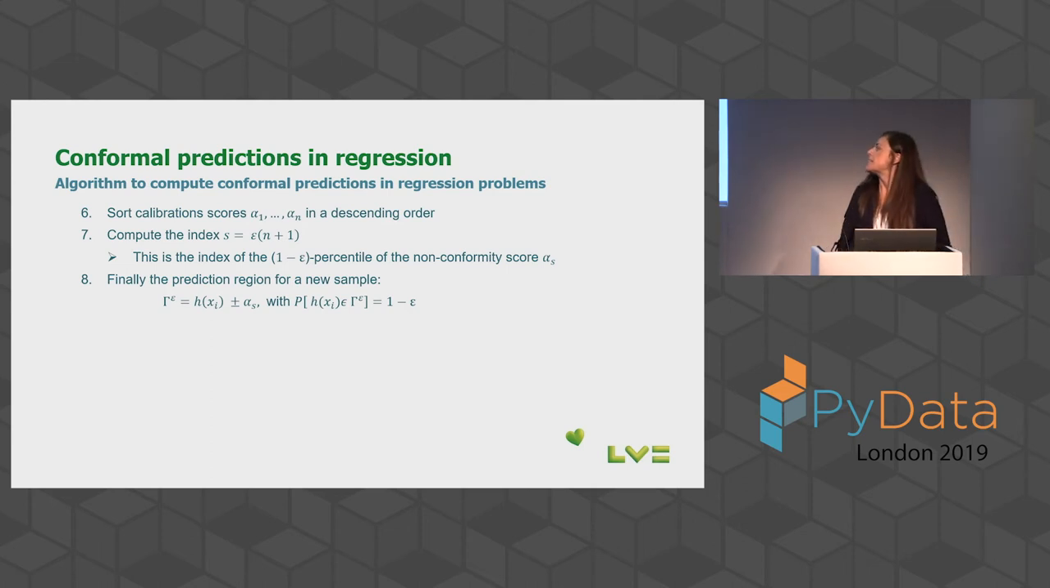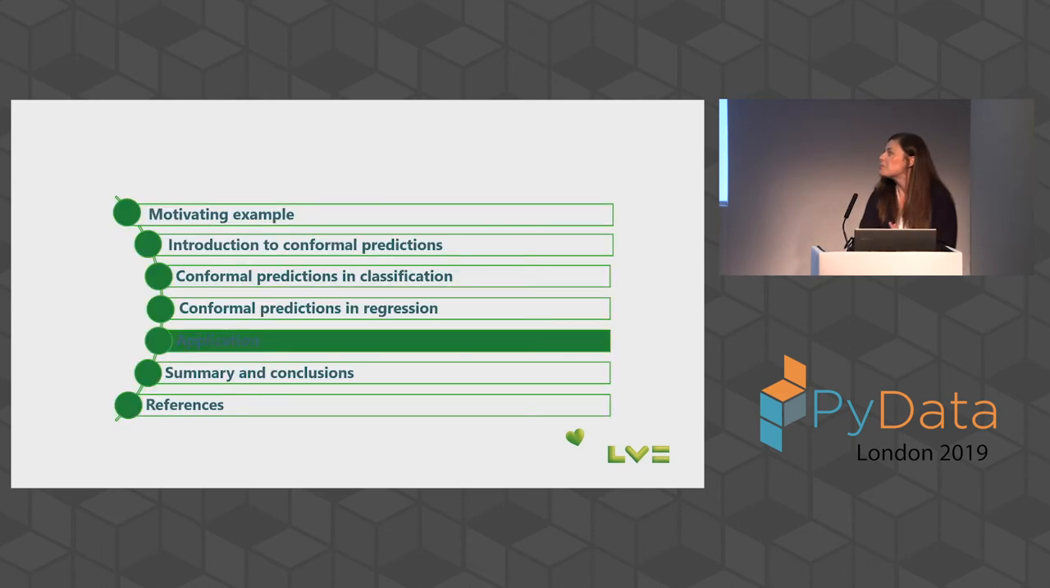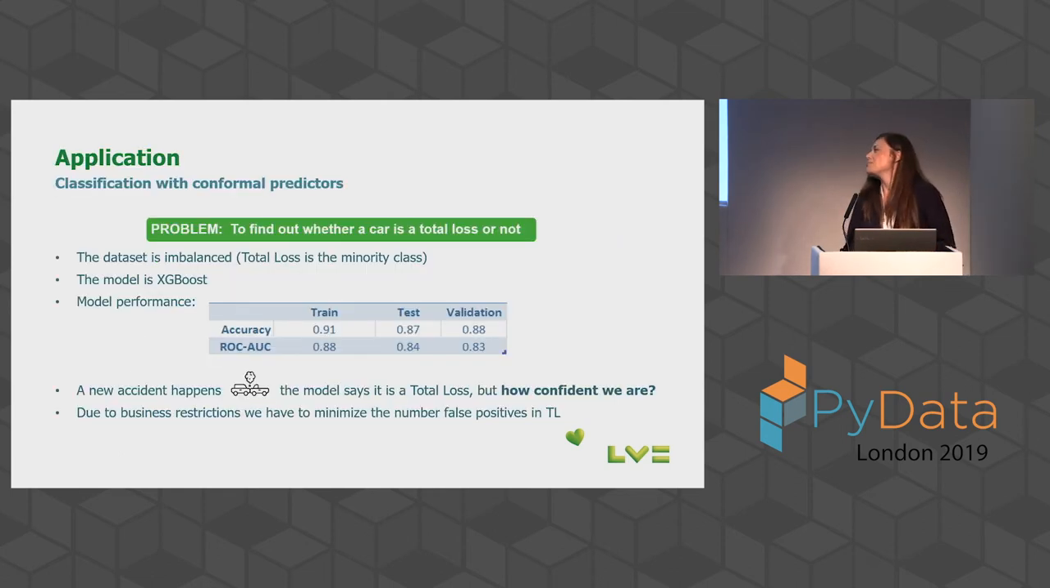Now, I think that everybody's ready to compute this thing. I'm going to share a couple of examples that are real applications of a few problems that we have at LB. The first one is a classification problem, and it's exactly the same problem that we were talking about at the beginning. We have to find out whether a car is a total loss or not.